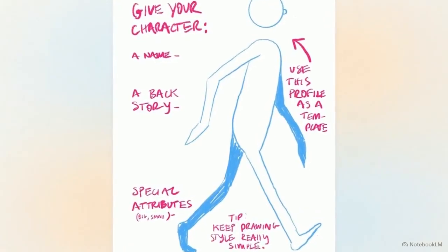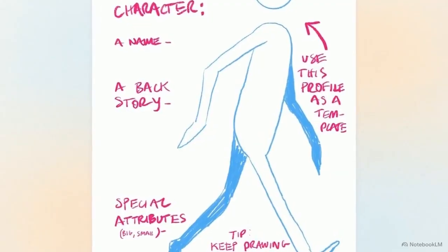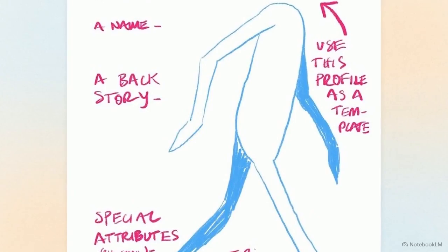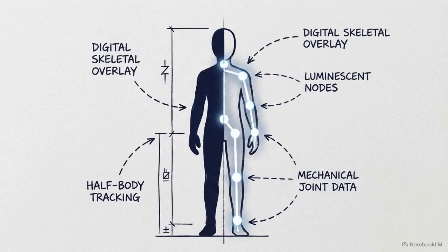Take a look at this character profile. Before we do anything else, import your art to the stage. When you are just starting out, keeping the drawing style really simple, like this clean outline, will save you from distortion issues later. To make this flat image bendable, we need to build a digital skeleton.